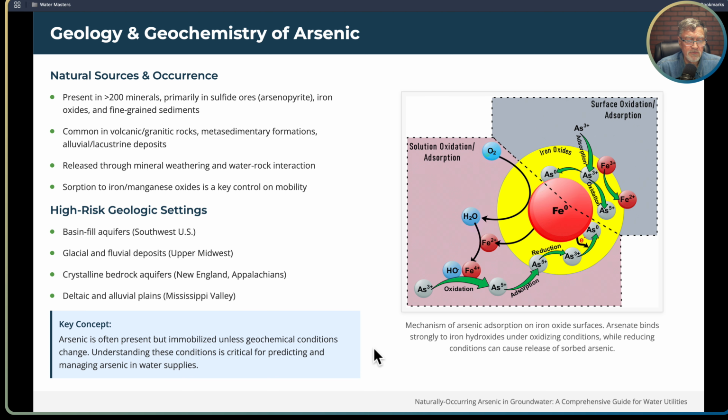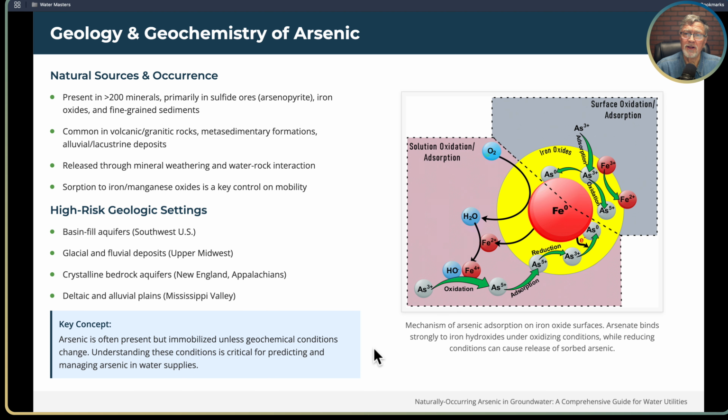And glacial and fluvial deposits in the upper Midwest. So that's another big area. Crystalline bedrock aquifers in New England and in the Appalachians, and then deltaic and alluvial plains like the Mississippi Valley. So once again, we've got a wide range of geologic environments that we see arsenic in. So it becomes really hard to predict sometimes, and a lot of times we just need to analyze for it and look at the data before we drill and understand if there's arsenic there and where it occurs.